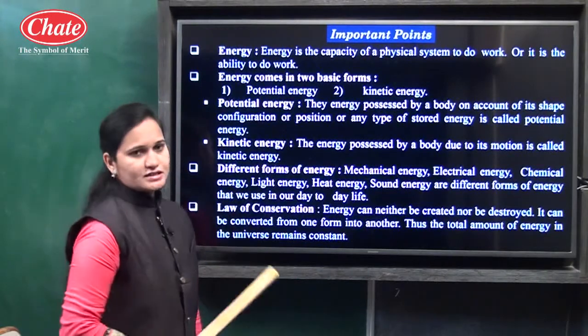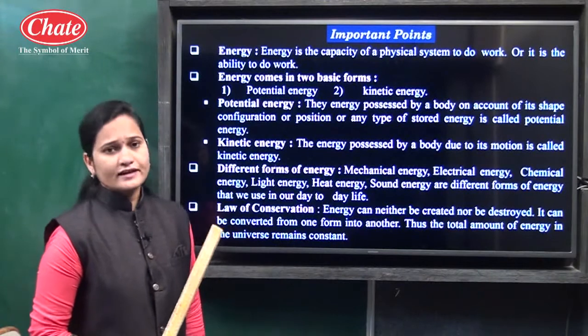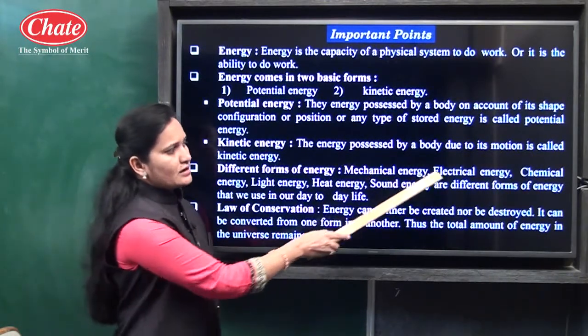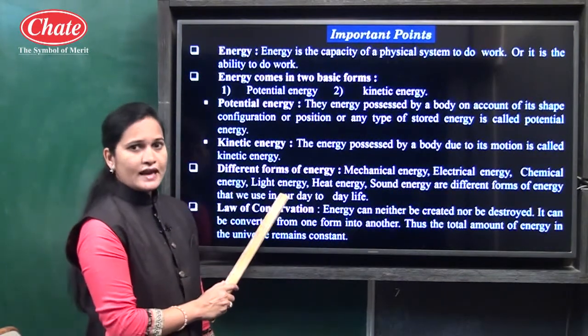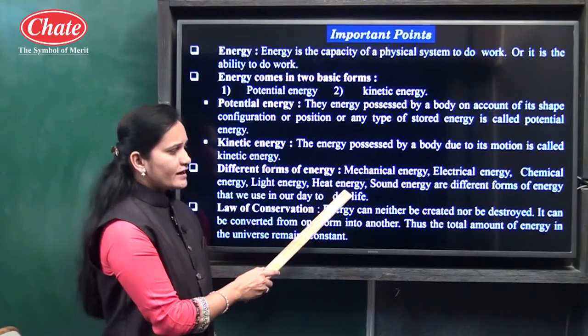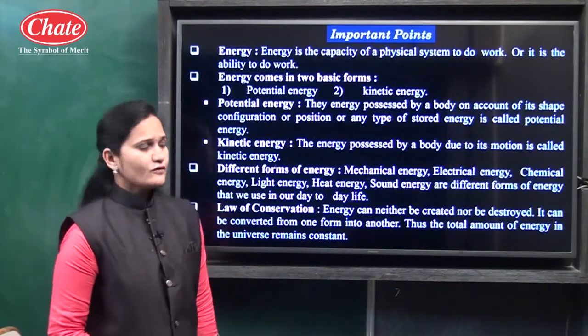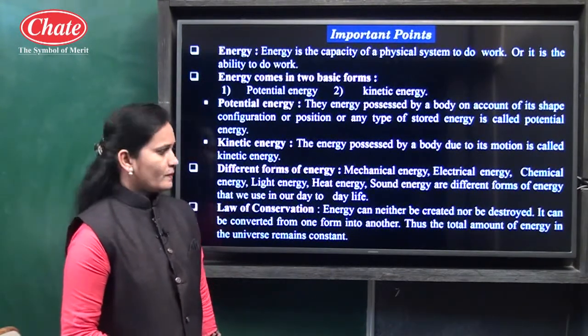Different forms of energy. Which are the different forms by which we can get energy? Mechanical energy, electrical energy, chemical energy, light energy, heat energy and sound energy are the different forms of energy that we use in our day-to-day life.